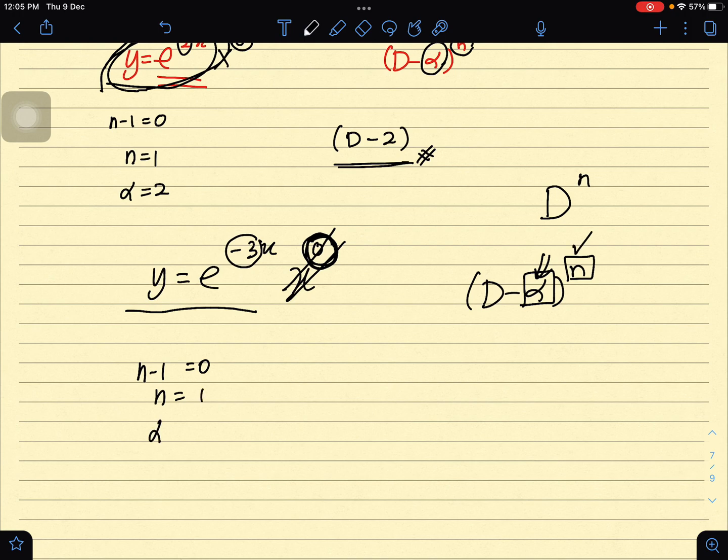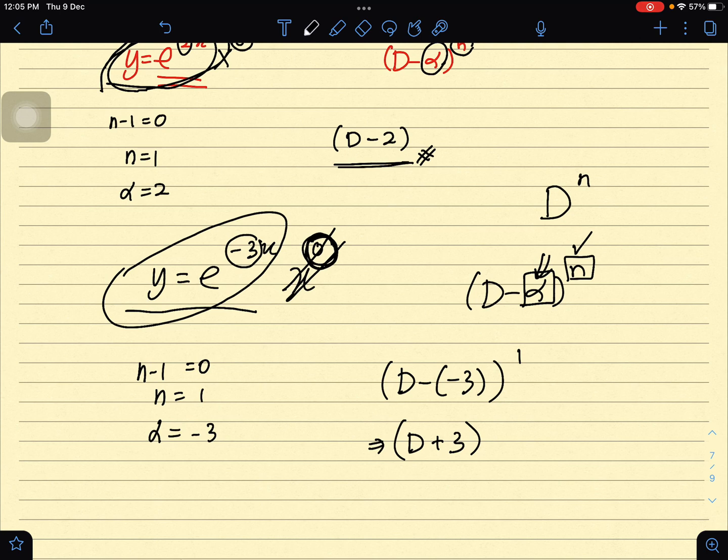So what is the value of alpha? The value of alpha is negative 3. You need to take together the sign of your value. Okay, then we put it inside the formula here. So the differential operator is d minus alpha, which is negative 3, to the power of 1. So we have the differential operator d plus 3. So this one is the differential operator that annihilates the function y equal to exponent negative 3x.